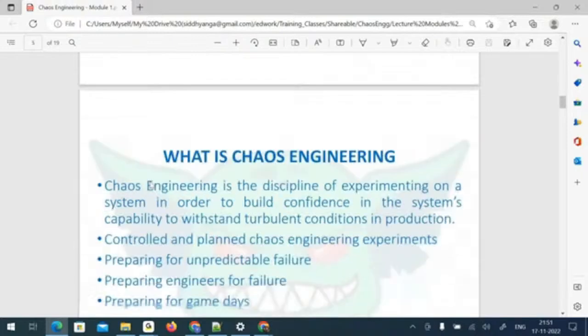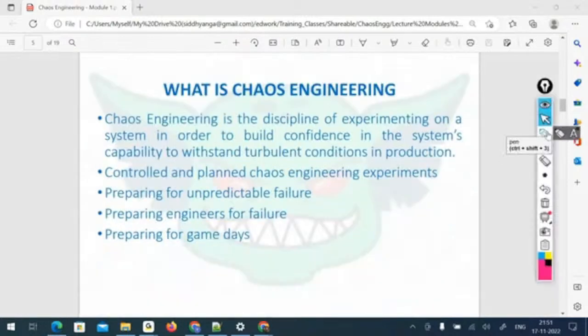Now let's try to understand what chaos engineering is. Chaos engineering is a discipline of experimenting on a system in order to build confidence in the system's capability to withstand turbulent conditions in production. So we need to clearly visualize this. Chaos engineering is a discipline of experimenting.